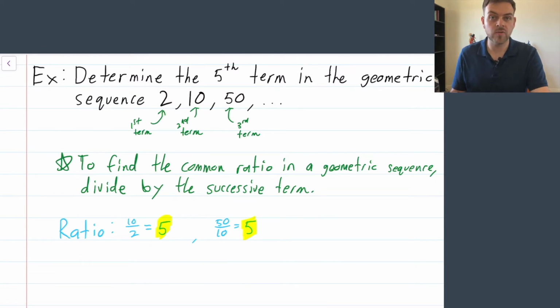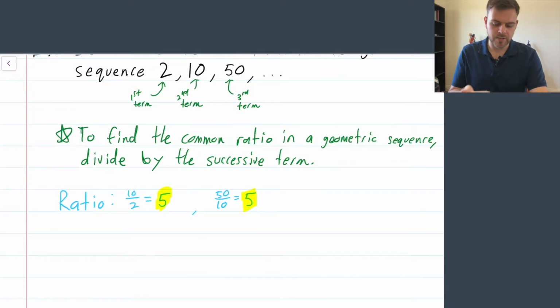Awesome. Now that we have our ratio, we can now actually find the fifth term in this geometric sequence. That was the whole point of this problem. Let's rewrite the sequence up above, and then we can actually see how to find the fifth term. So we have 2, and then 10, sorry. And then we have 50.